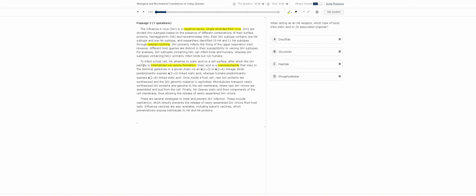Question number 5 of passage 2. When acting as a HA receptor, which type of bond links salicylic acid to its associated oligomer? And so let's look through our second paragraph where they first talk about acting as a HA receptor.